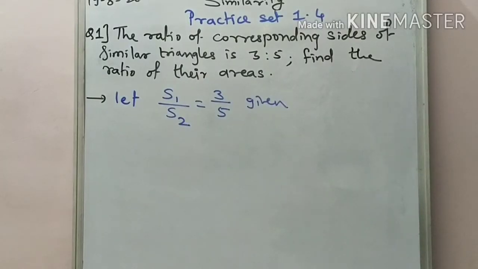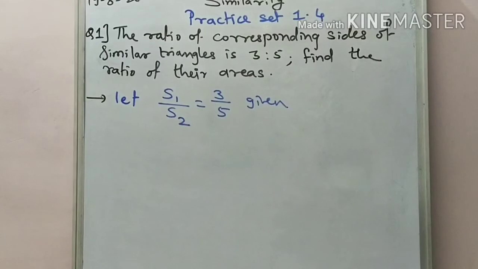Okay students, so here we start with practice set 1.4. First example: the ratio of corresponding sides of similar triangles is 3:5. Find the ratio of their areas. Here we consider the first triangle's side as S1 and the second triangle's side as S2. So S1 upon S2 is given as 3/5, the ratio of corresponding sides. And what you have to find is the ratio of their areas.